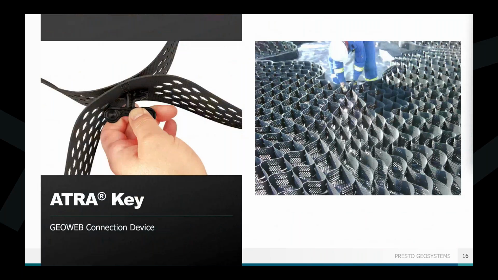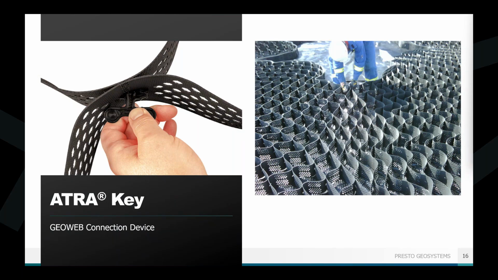So for load support applications, the Atra key is going to be the most crucial component for a fully integrated system. The Atra key connects the GEOWEB panels into a single web and significantly speeds up the installation. Made from that durable HDPE plastic, they are going to last the lifetime of your project. Atra keys ensure that the panel remains securely connected and that the GEOWEB system is not going to fail under anticipated loads.